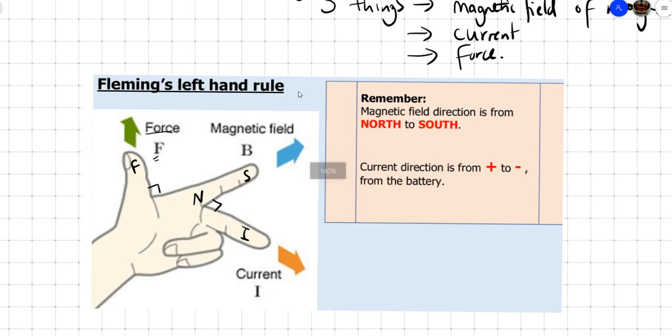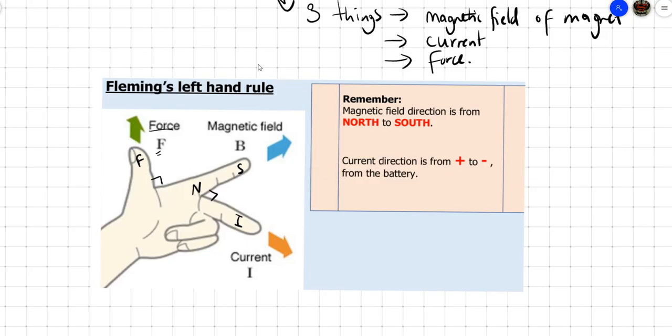Okay, so make sure that you do have this down in your notes, because we're going to be using this rule. So if we want to work out the direction where the wire would move, then let's say we know the magnetic field, north to south, and we know where the current is pointing, then we can work out the force using this. Or vice versa. If we know where the wire is moving and the direction of the current, then we can work out where's the north and where's the south. And likewise, if we know the force and the magnetic field, we can work out the direction of the current. So make sure that you copy this down.